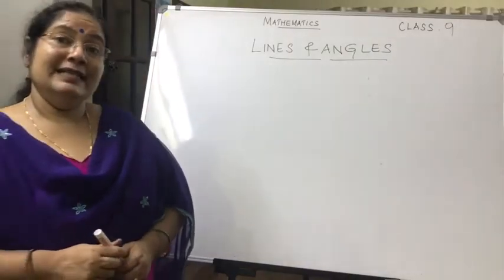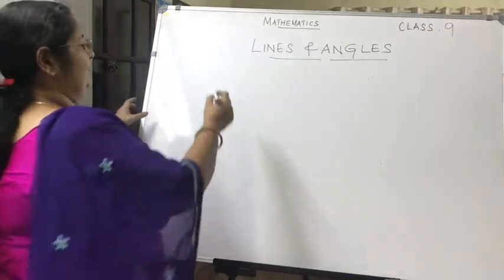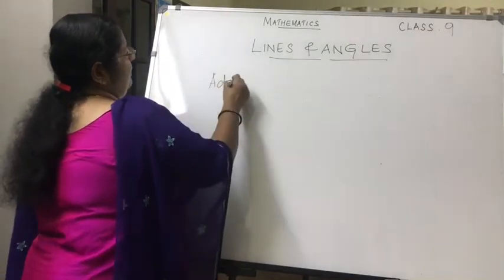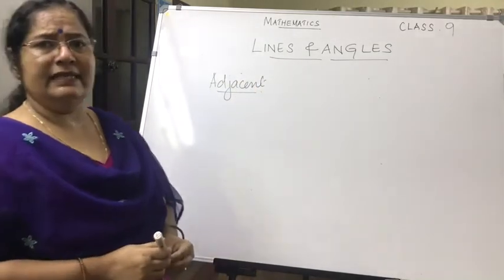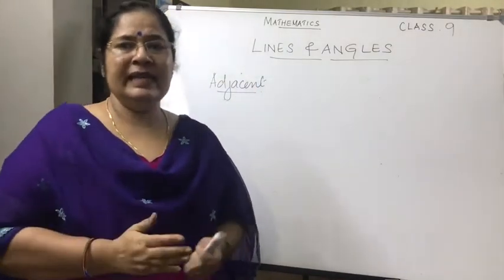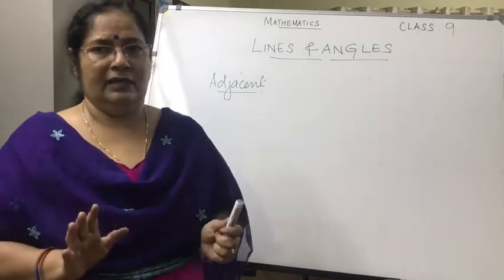Now next is adjacent angles. It's a pair of angles, adjacent. Now what is the meaning of adjacent? Adjacent means nearby. So adjacent angles are actually nearby angles.